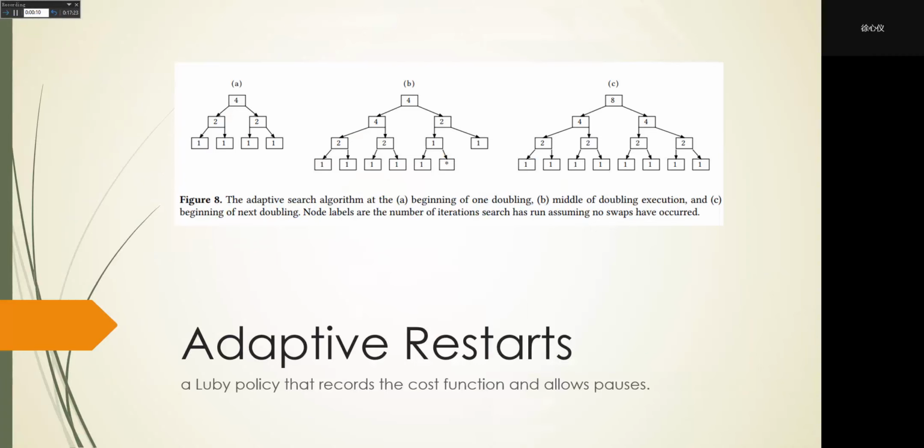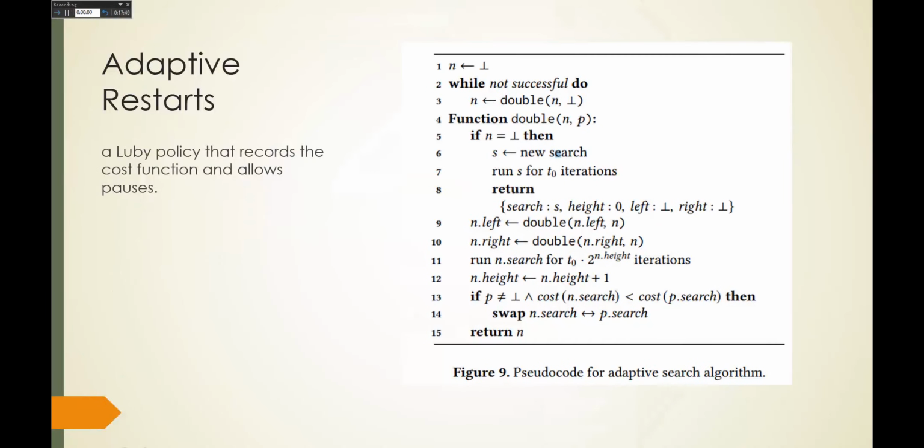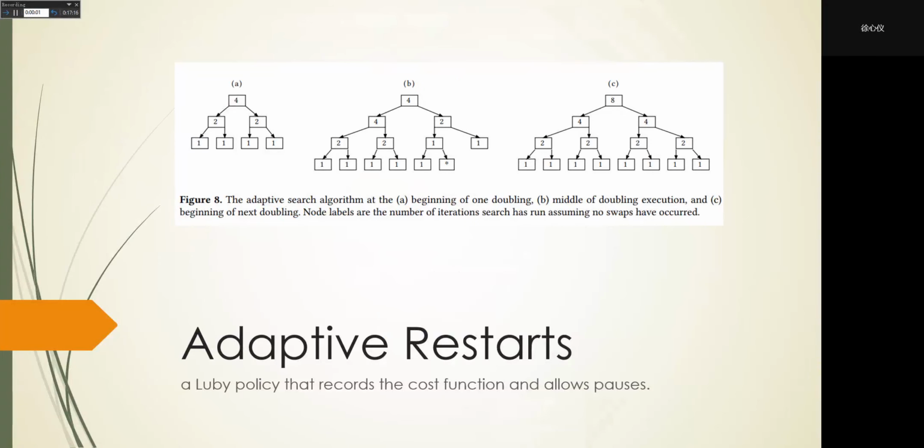We can view the adaptive restart as a Luby policy that actually records the cost function and allows pauses. We need to mention that in the original Luby policy, pauses can be allowed, but it's not necessary. So in the original Luby sequence, we can view the Luby sequence as a binary tree.